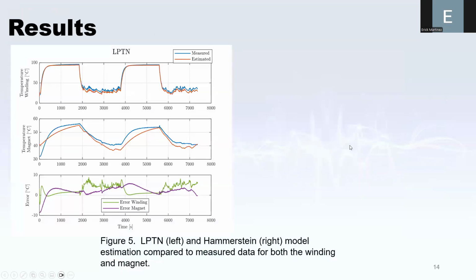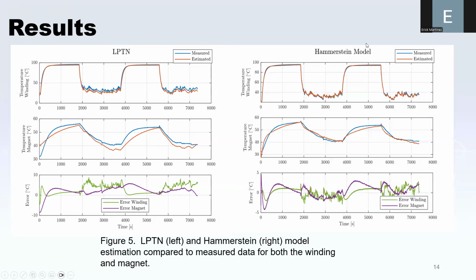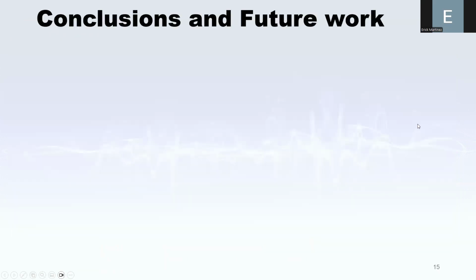Here in figure 5, I'm showing you the comparison of the thermal response of the models compared with the thermal response of the measured temperature. The top is for the winding, in the middle is for the magnet, and at the bottom is the error across time. On the right, we are showing you the performance of the Hammerstein model. If we compare the two graphs, we can see that the Hammerstein model has a lower error for both the winding and the magnet across all the driving cycle periods.